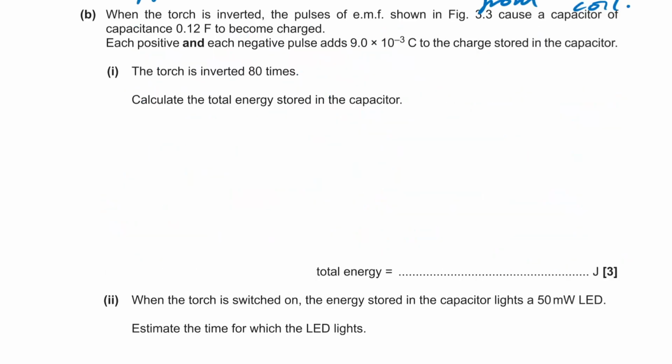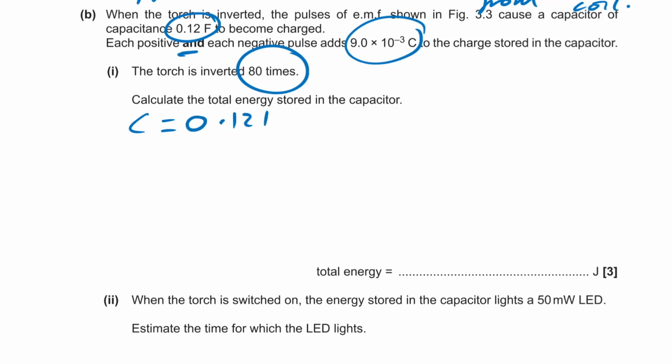When the torch is inverted, we have a capacitance of that. Each positive and negative pulse adds that many coulombs to the charge stored in the capacitor. The torch is inverted 80 times. Calculate the energy stored in the capacitor. So we have a capacitance of 0.12 farads. That's huge. And we have a total charge of 9 times 10 to the minus 3 times 80. That gives us 0.72 coulombs.